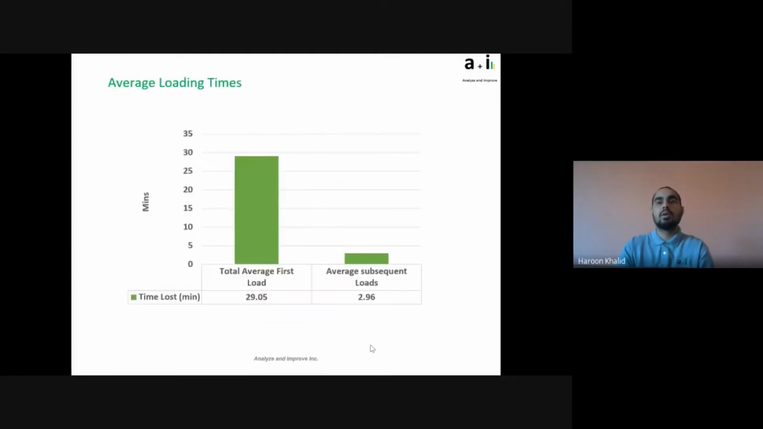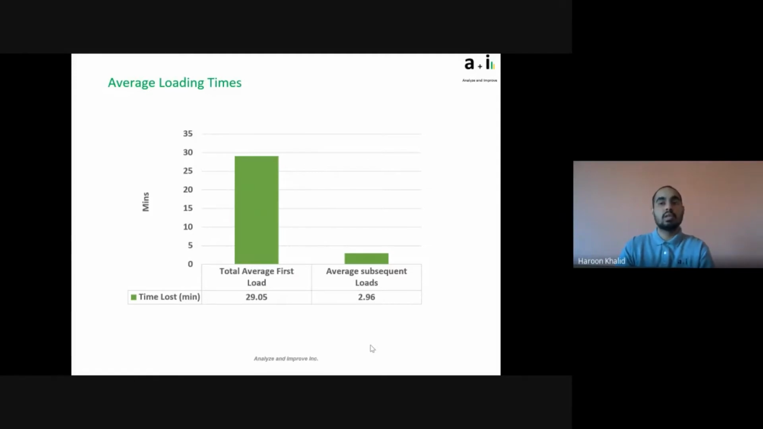And additionally, when we continued our observations, another opportunity we noticed was at the beginning of each shift. For the very first load, a truck operator was waiting nearly half an hour, but for each subsequent load, the truck operator waited about 3 minutes to get his load.